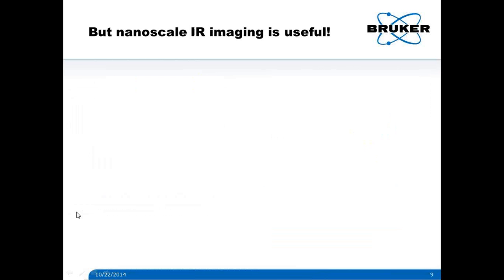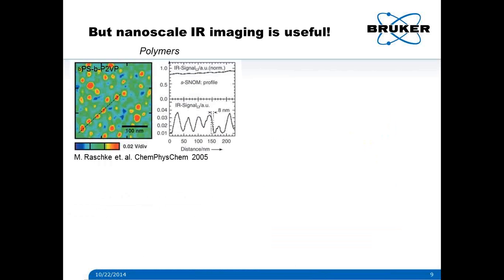Now let's look into what nanoscale IR imaging can do. There are some papers out in the literature, and I want to highlight some aspects. For example, this work by Markus Raschke shows a block copolymer between PS and P2VP. What you see are very fine structures that show up on the nanoscale. You see a resolution of down to 8 nanometers for this polymer.